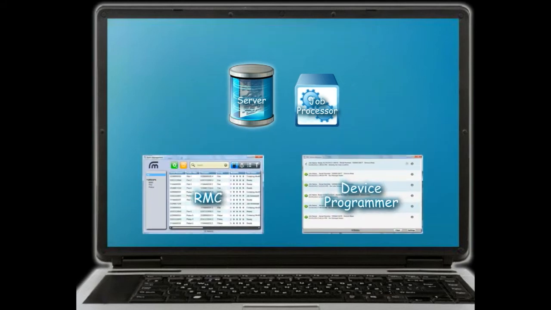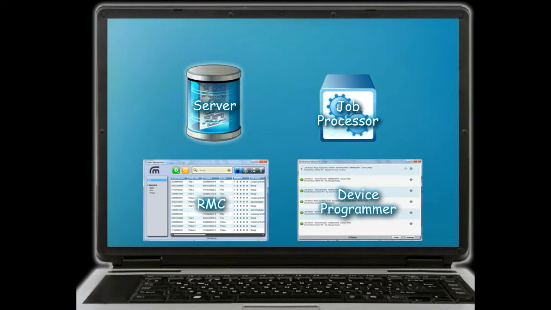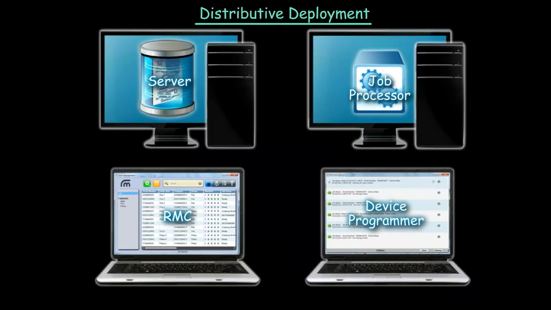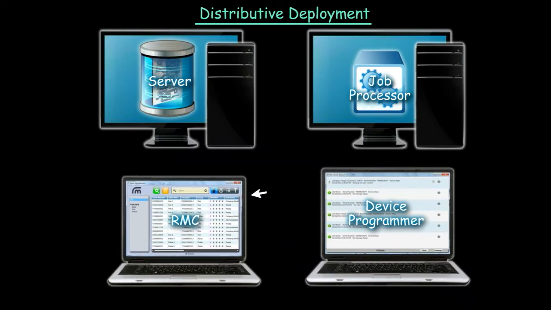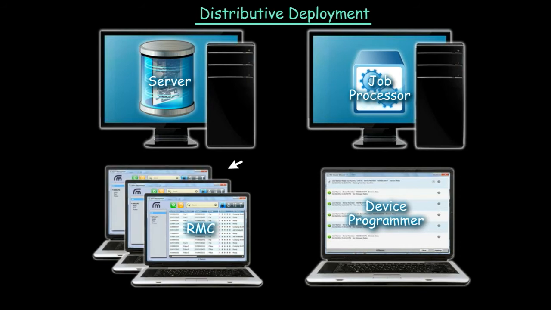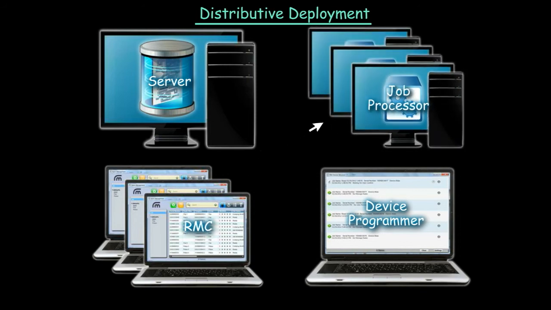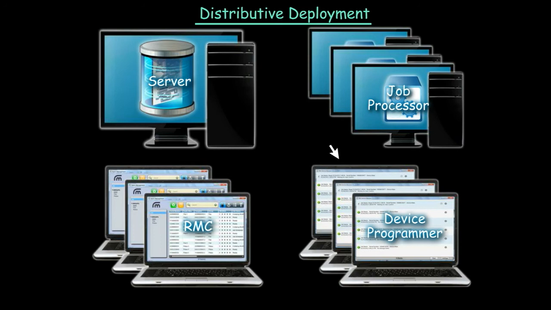Alternatively, the power and flexibility of an RM system becomes very apparent in a distributive deployment, where the 4 radio management components may be installed on multiple computers in different locations. For instance, RM allows for multiple RMCs, enabling remote programming from multiple locations. RM also allows for multiple job processors, enabling load balancing of programming jobs. And the RM allows for multiple device programmers, enabling programming from different locations, convenient to the physical location of your radios.